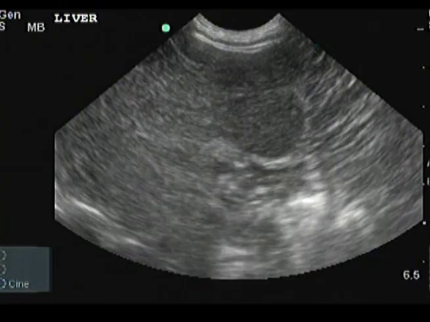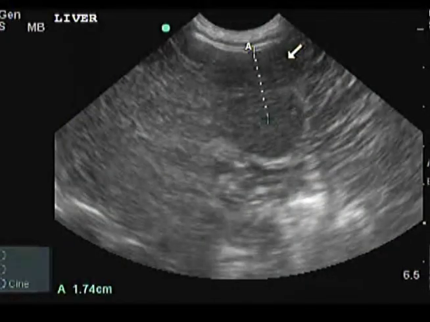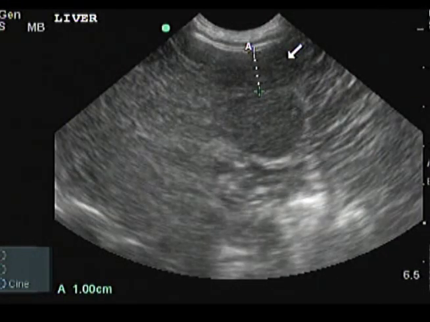There are no standard measurements for liver size in dogs or cats. Lesions can be measured by length and width for comparison purposes for future repeat examinations in the same patient.